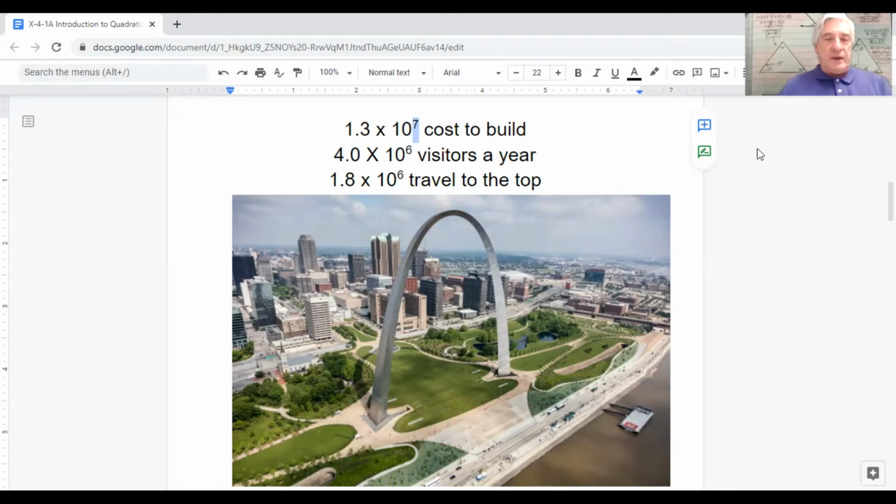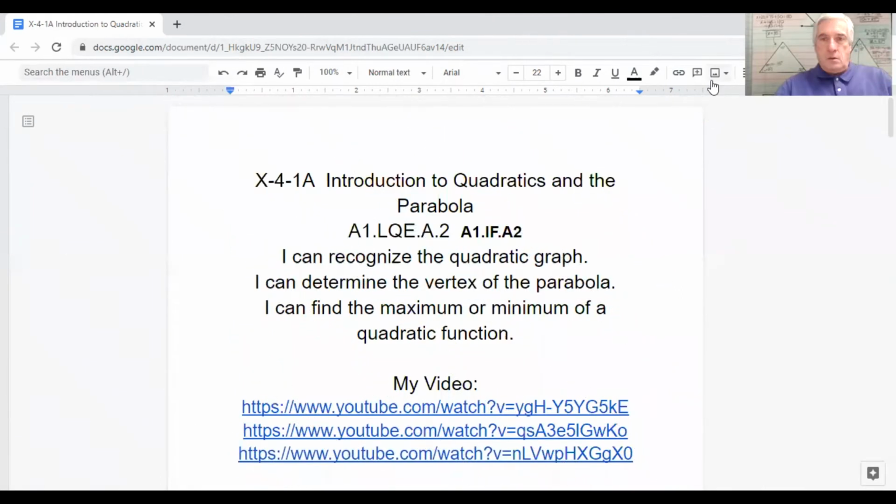I bring up the arch because it is not a straight line. Everything that we've done before with systems of equations and linear equations were straight lines. This is the shape of a parabola. A parabola is a quadratic function.